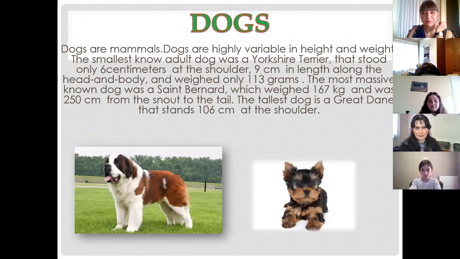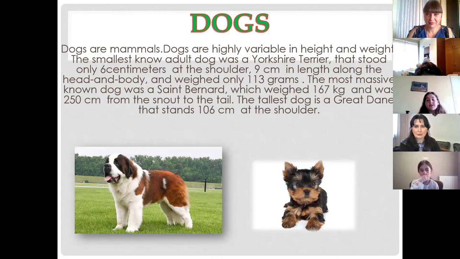Dogs. Dogs are mammals. Dogs are highly variable in height and weight. The smallest known adult dog was a Yorkshire Terrier that stood only 6 centimeters at the shoulder and 9 centimeters in length along the head and body, and weighed only 113 grams. The most massive known dog was a Saint Bernard, which weighed 167 kilograms and was 215 centimeters from the snout to the tail. The tallest dog is a Great Dane that stands 106 centimeters at the shoulder.